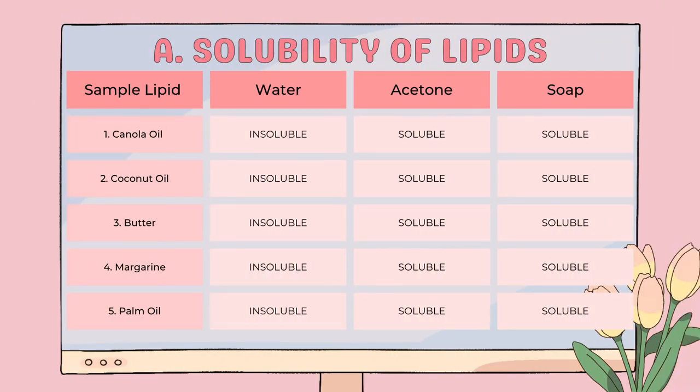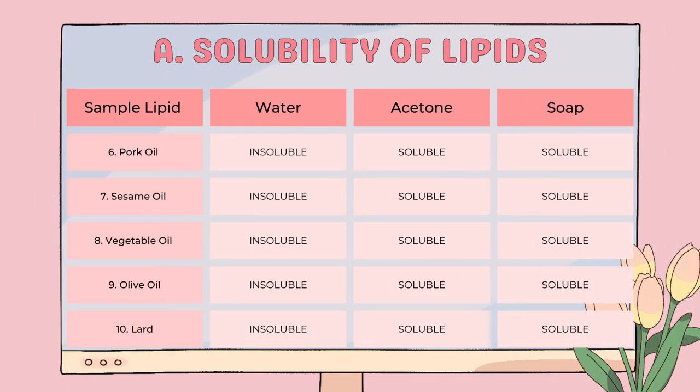The data obtained from the experiment of the properties of lipids. A. The solubility of lipids. The sample lipids are: first, canola oil is insoluble in water but soluble in acetone and soap. Second, coconut oil is also insoluble in water but soluble in acetone and soap. Third, butter is insoluble in water but soluble in acetone and soap. Fourth, margarine is insoluble in water but soluble in acetone and soap. And the fifth, palm oil is insoluble in water but also soluble in acetone and soap.